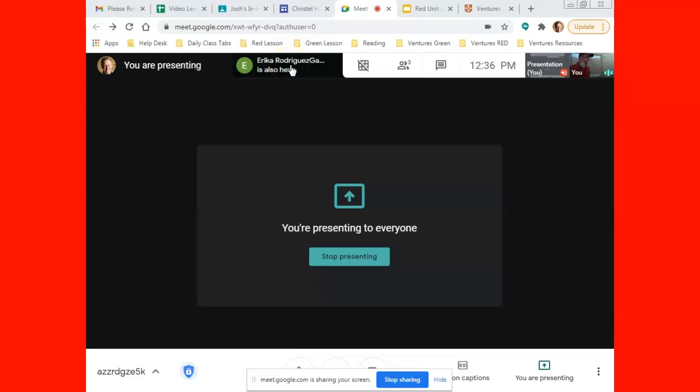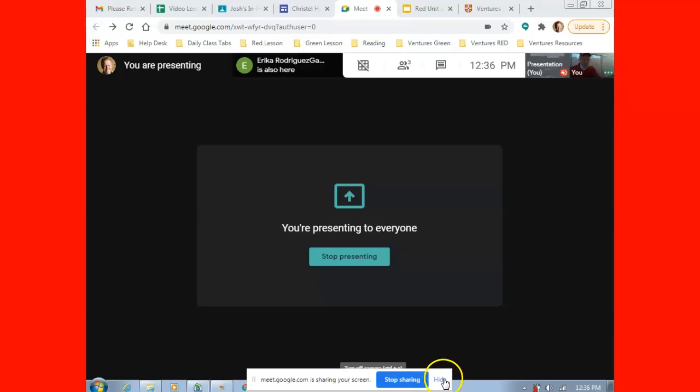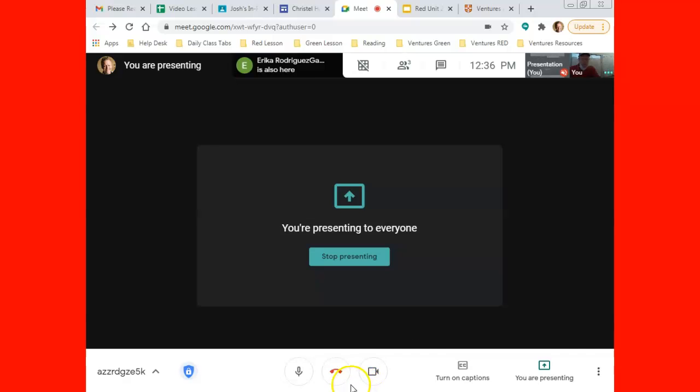Now a couple things to remember to keep things organized. When you join the meeting, I want you to come in with your microphone off. Okay. So if you scroll down here on the bottom, you're going to see these buttons right here on the bottom. You want to make sure your microphone is turned off. So you click on the microphone and make it red. Okay? Good.